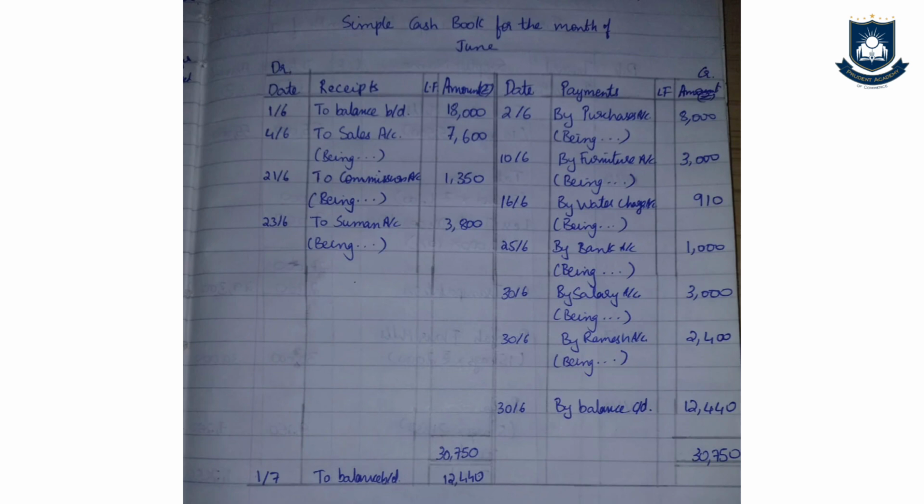Then 23rd June, received from Suman on account rupees 3,800. Now they have given the name and they have given "on account" and they have given even "received". So we should give the preference to the word received and not to on account, because if they have given both received and on account, we should give the preference to the word received.